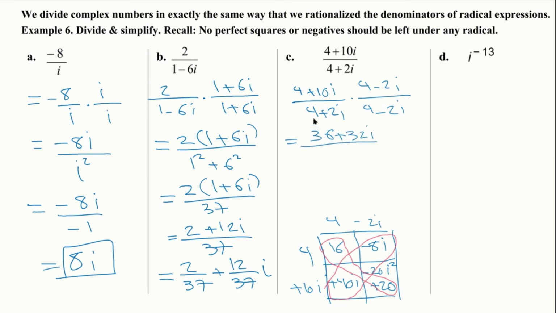Down below, of course, I have a plus bi times a minus bi, so it's just going to be a squared plus b squared, right? So 4 squared plus 2 squared. So we get 36 plus 32i over that's 16 plus 4, which is 20.